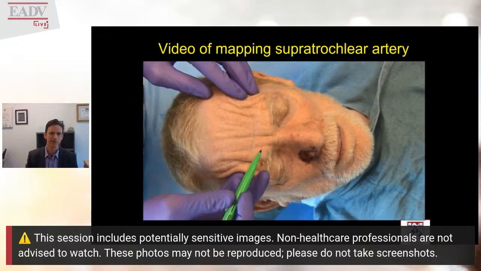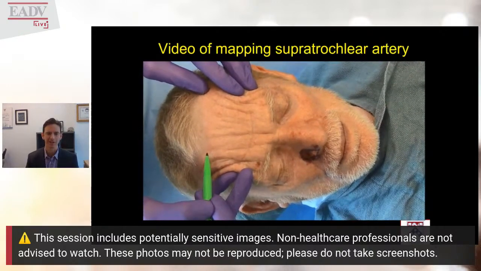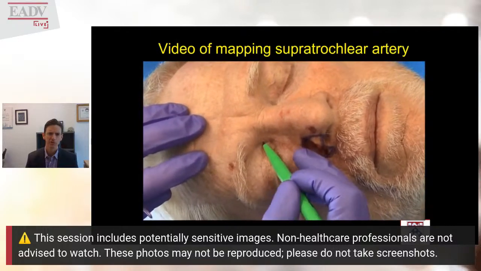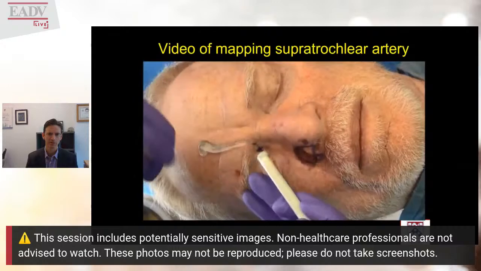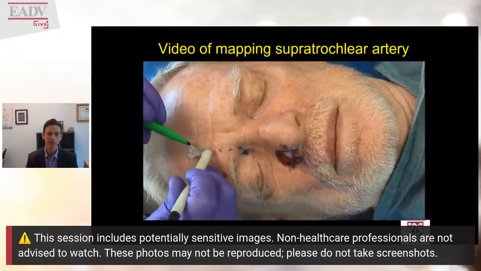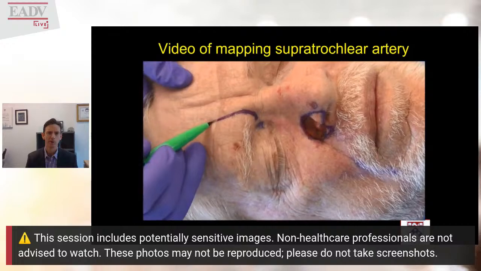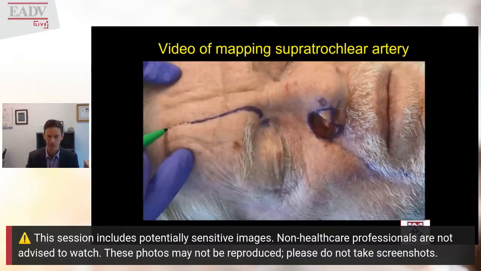Here's a video of this. If you push the forehead together, these vertical creases align with the underlying vessels. The supratrochlear artery emerges 12 millimeters superior to the medial canthal tendon. You can feel the pulse. And then here I'm using a Doppler probe to mark the course of the artery, and you can see it's aligning with this vertical crease.